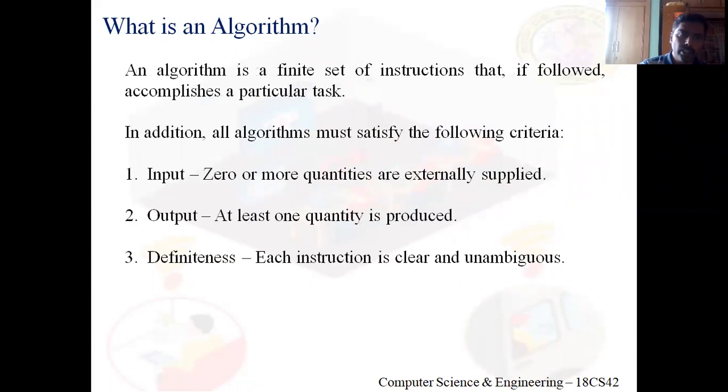Let me recapitulate. What is an algorithm? It's a finite set of instructions that accomplishes some task. And what are the associated criteria? Input: there might be zero or more inputs. Output: at least one output should be produced. Definiteness: each instruction is very clear and unambiguous.